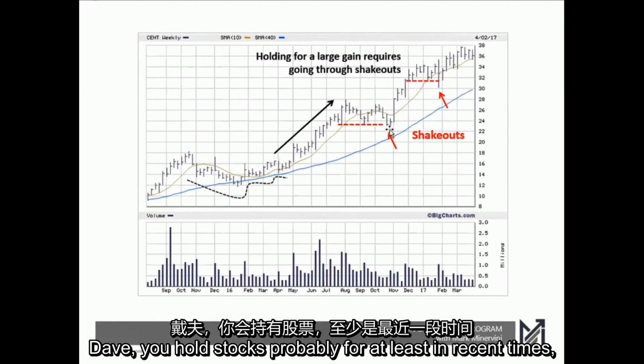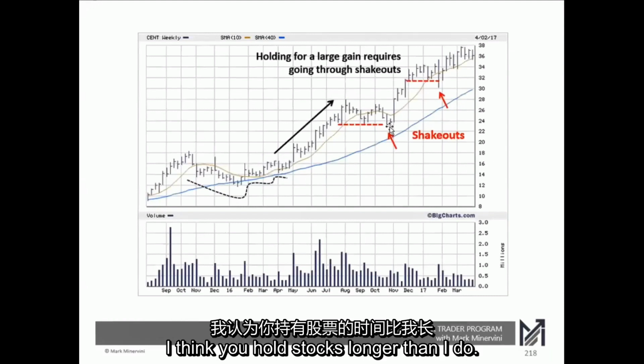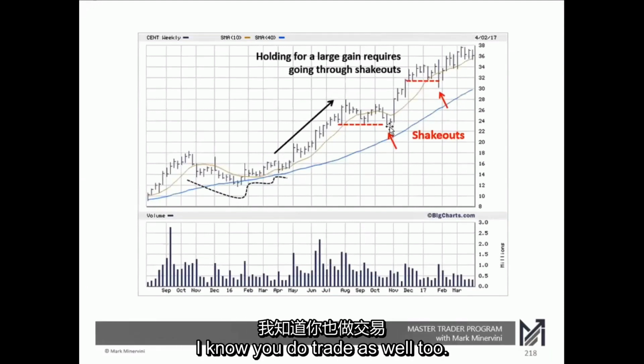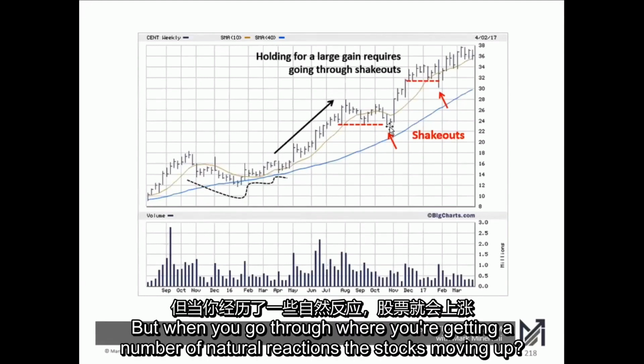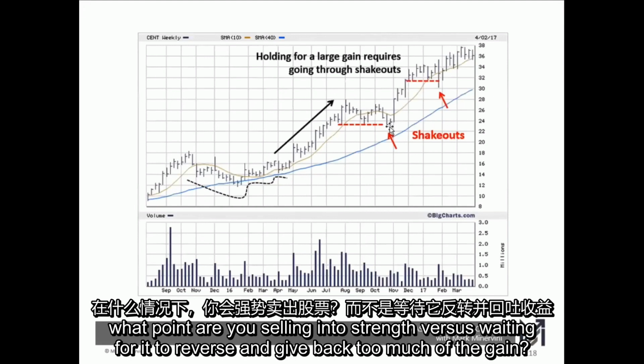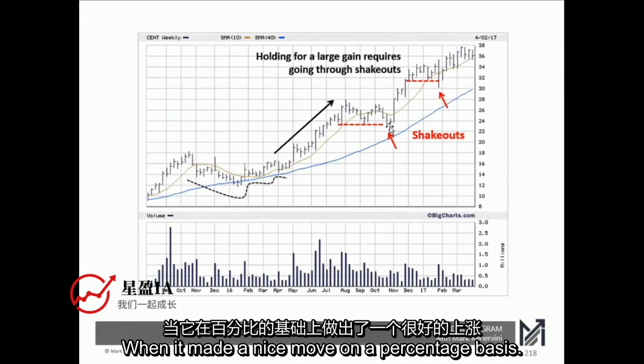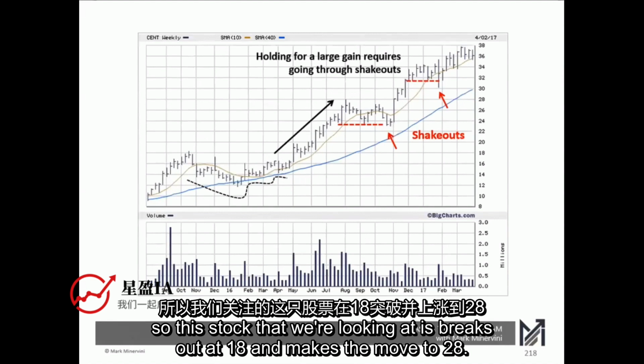Dave, in recent times I think you hold stocks longer than I do. I'm more of a trader, though I know you do trade as well. But when you're getting a number of natural reactions of stocks moving up, at what point are you selling into strength versus waiting for it to reverse and give back too much of the gain? Well, when it's made a nice move on a percentage basis.